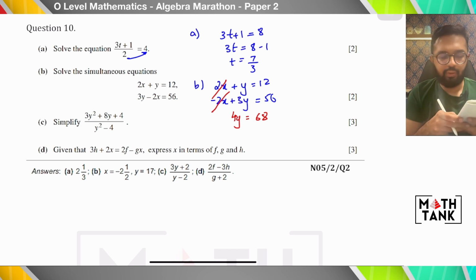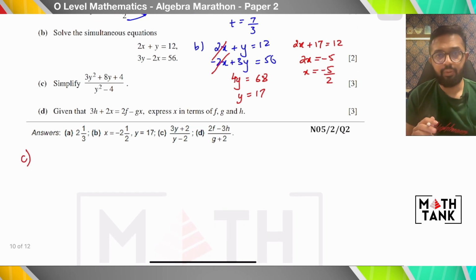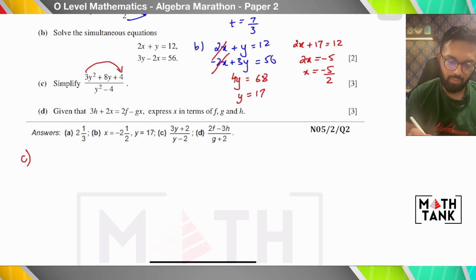So 68 divided by 4 gives me 17, and I can then quickly find x. Part C is simplify, so I'll have to simplify both the numerator and the denominator. I'm going to make factors for 12 in this case. So what are the factors of 12 that I can think of? That will give me 8, 2 into 6 obviously. Again, 3y squared plus 6y plus 2y plus 4, and the denominator has a difference of squares, so it becomes y minus 2 into y plus 2.